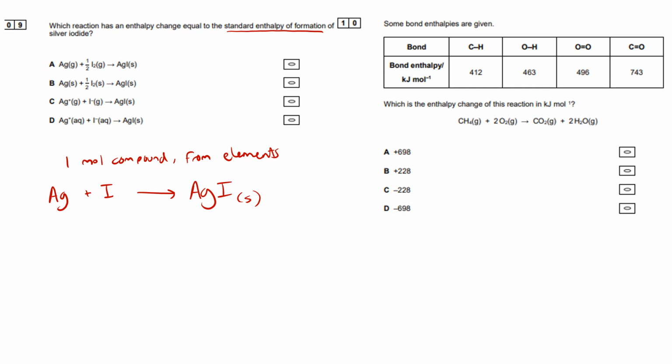Well, what is the formula and the state of silver? Well, it's a metal. Those metals are solid at room temperature, so it's just Ag(s). It's not going to be the ions, so that rules out C and D. Iodine is diatomic, as all halogens are when they're elements, and iodine is in fact a solid. So silver solid, iodine's a solid. Because the compound is AgI, we need half I2 to make it balance.